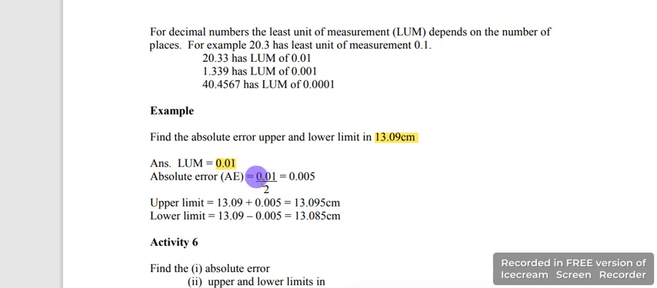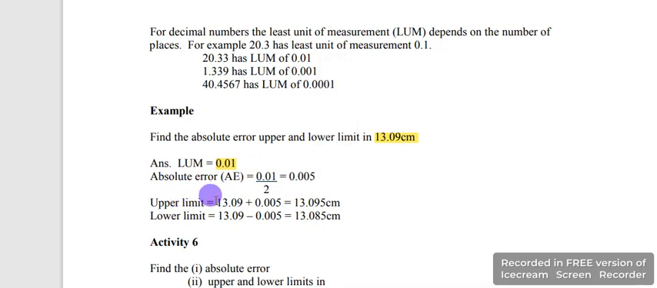0.01 divided by 2. 2 into 0, the answer is 0. You put a point. Then you come again. 2 into 0, the answer is 0. 2 into 1, the answer is 0. Then you put a 0 in front of the 1. It will be 10. 2 into 10, the answer is 5. That's why we have 0.005.